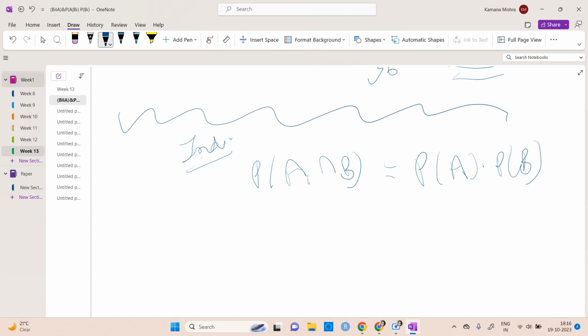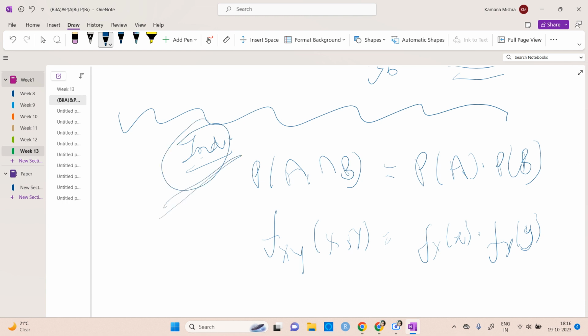If you take f(x,y), let's say joint events x and y, then also it would be f(x) times f(y). So basically, it will always be in the multiplication. Whenever you see that a and b, or x and y, or any two events or random variables are independent, then this is nothing but probability, and when you are considering random variables, it will be a density function. It will come as a function. So you always do the multiplication thing. Okay.